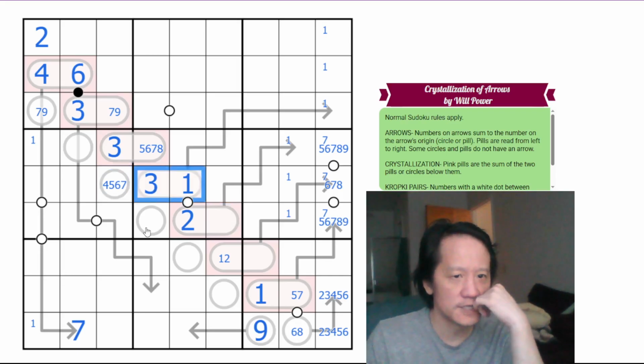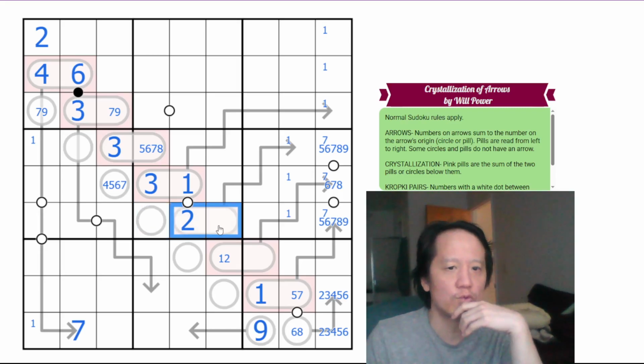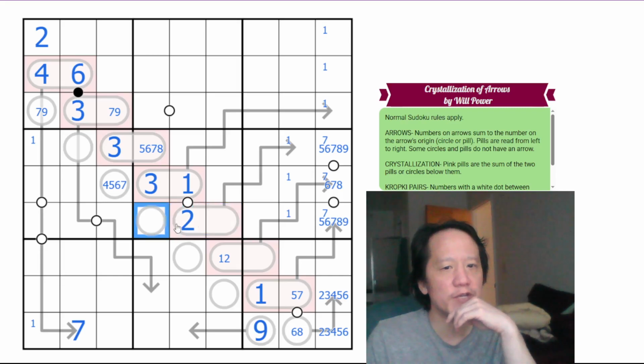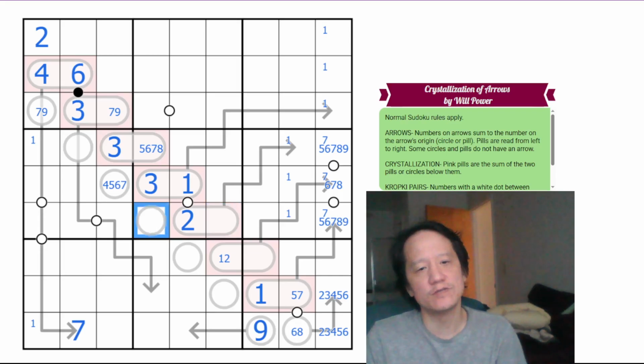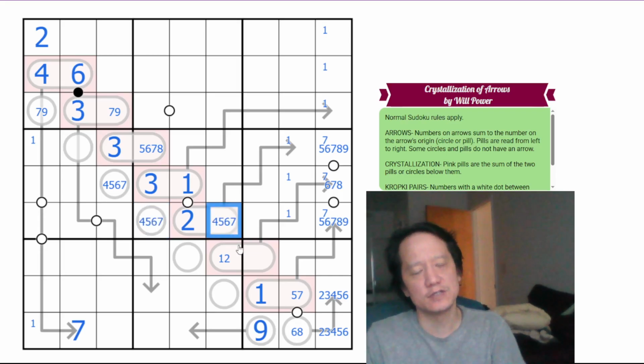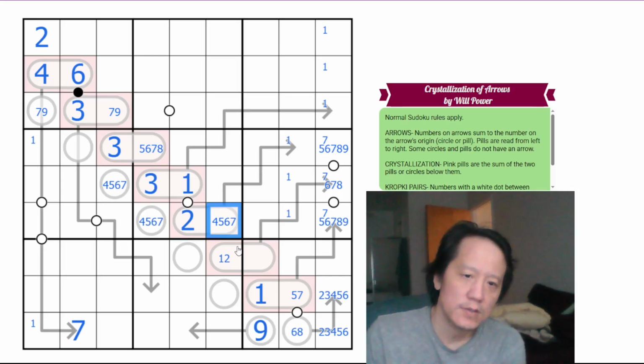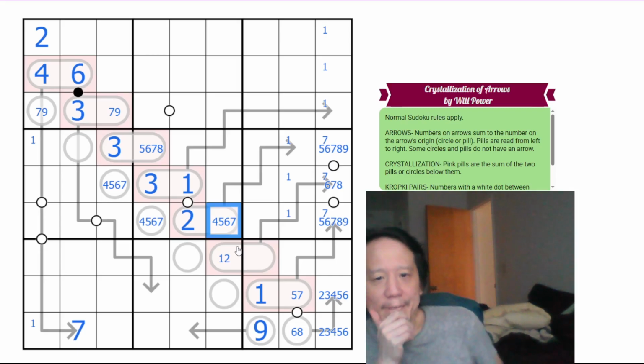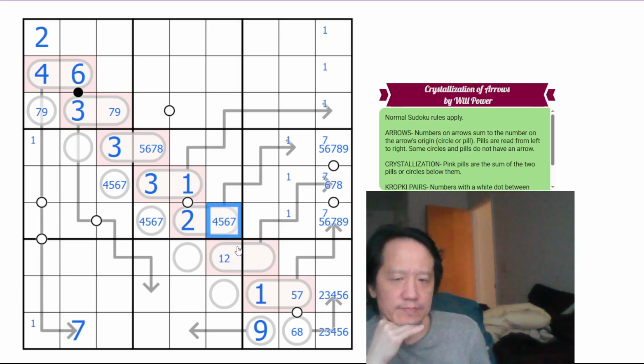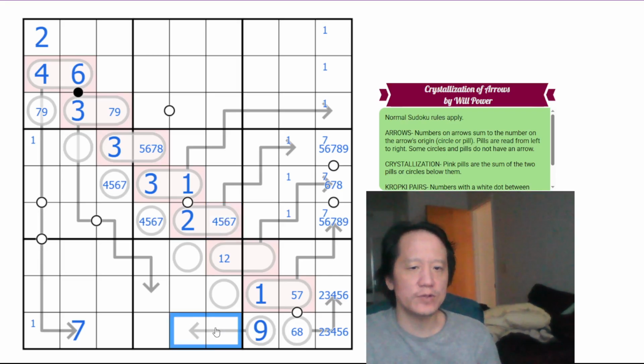31, that means these two must add up to 11, right? We have 20 right now, and we need another 11. So it cannot be 2, 9, or 3, 8. This is 4, 5, 6, 7. 4, 5, 6, 7 here. This cannot be 2, 8. Sorry, 2, 7. It could be 1, 8.